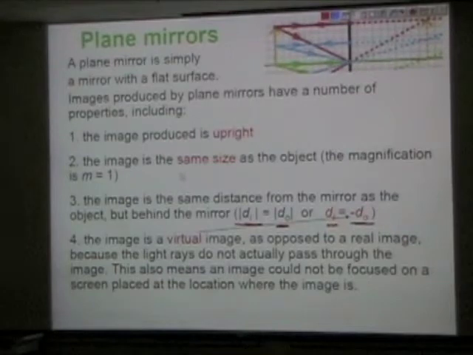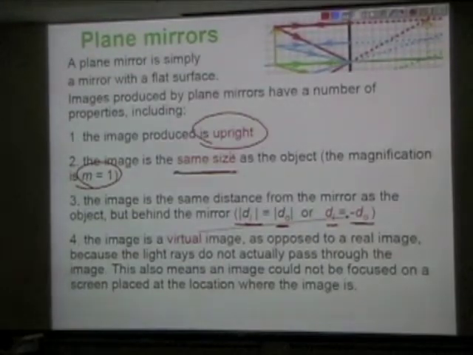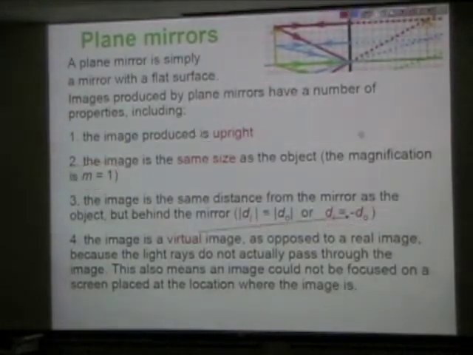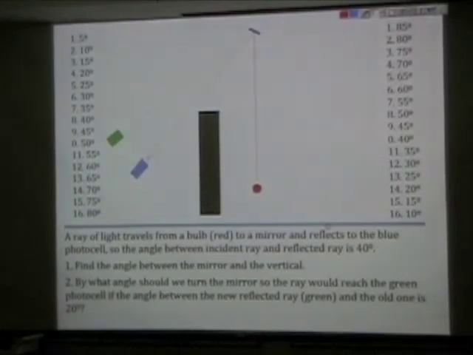Now, when the image has the same size as the object has, we say that magnification equals 1. And the magnification also could be positive and negative. It depends on orientation. When the image has the same orientation as the object has, the magnification is positive. Well, now we're just going to answer different questions, solve some simple problems related to this topic.